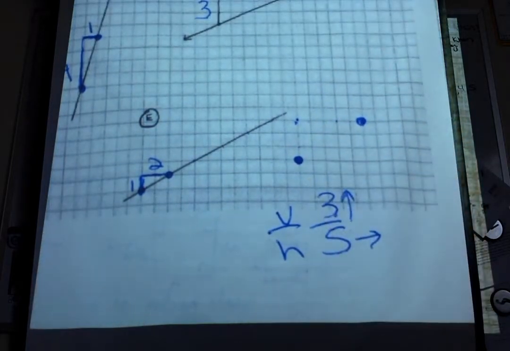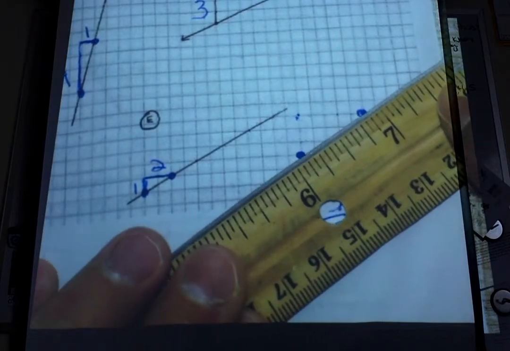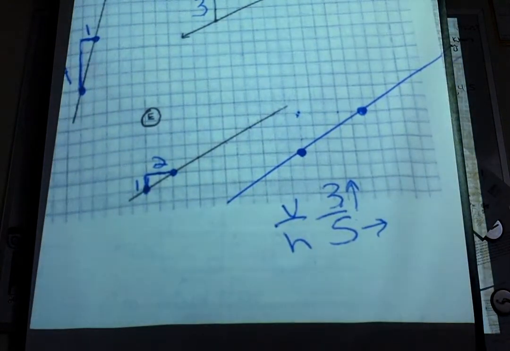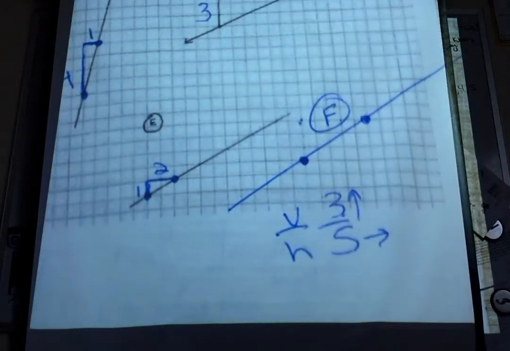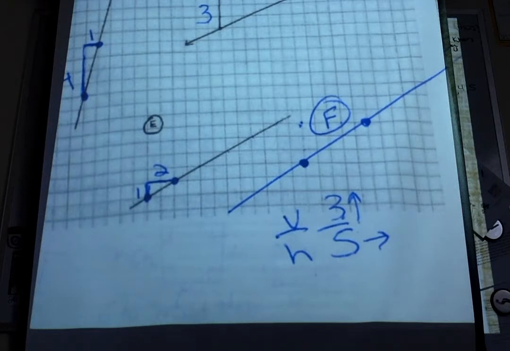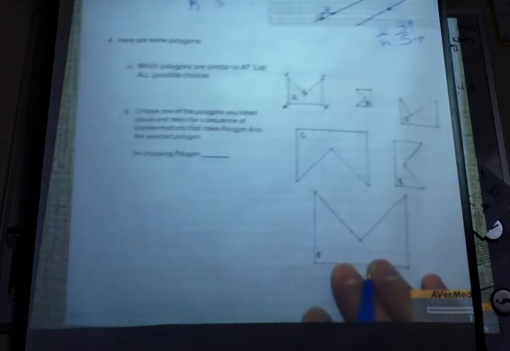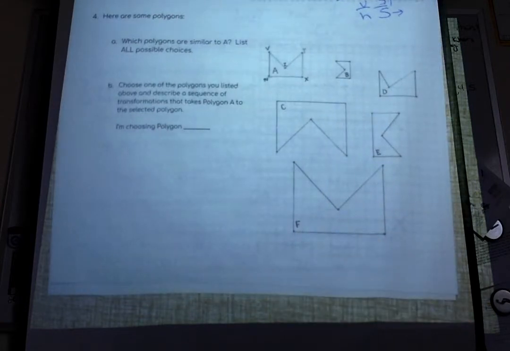We only need 2 points. Grab a ruler. We can draw our line through, and we're done. So this, I'm going to label it line F. All right, moving on down. I'm going to check the camera.